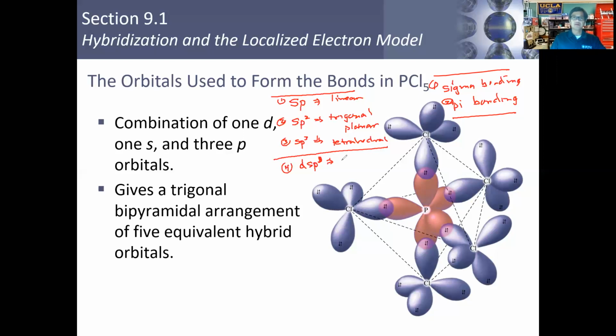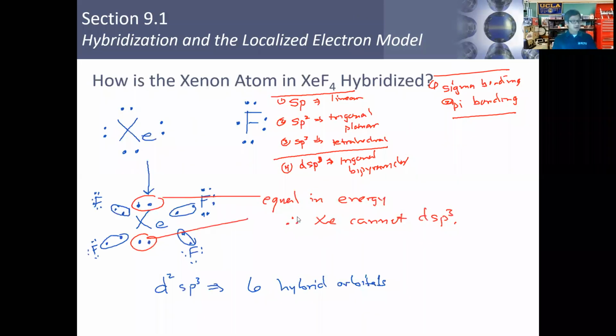We have a trigonal bipyramidal arrangement geometry, with the 5 hybrid orbitals that occur from the hybridization of an s orbital, all three of the p orbitals, and the 1 d orbital here. So 3, 4, 5 hybrid orbitals that form. What happens then if you have a molecule that requires more than 5 types of interactions? We looked at the next molecule, xenon tetrafluoride.